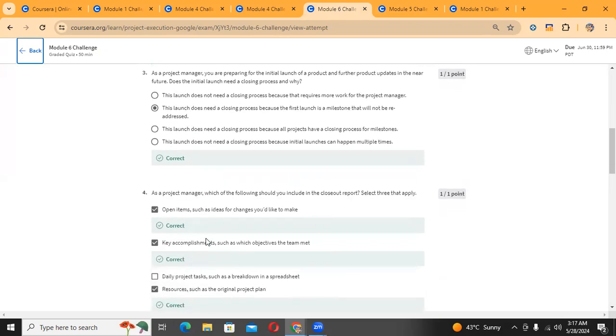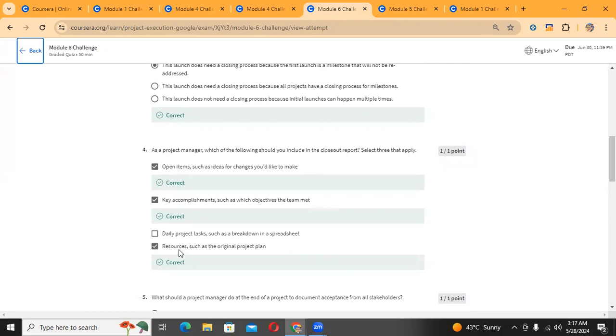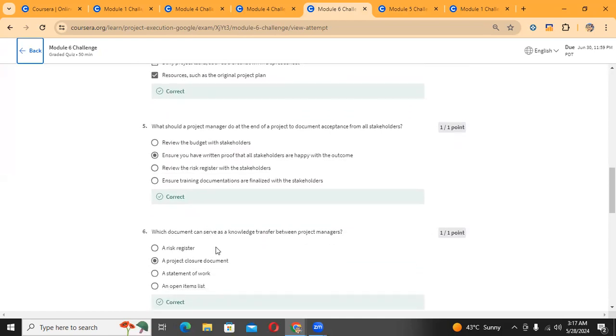From the fourth question, the answer is open items, key accomplishment, and resource. So the documenting is because of the action to document what stakeholders expect at the end of the project. From the fifth question, the answer is ensure you have written proof that all are happy with the outcome. So it is an action to document what stakeholders expect at the end of the project.